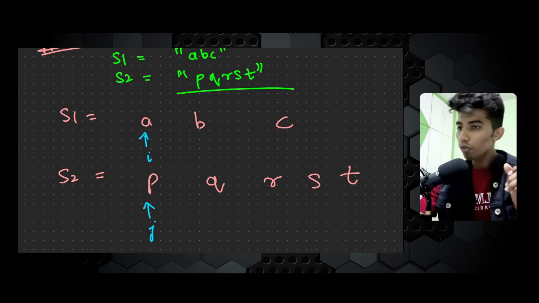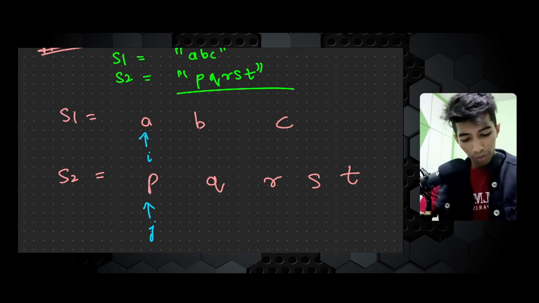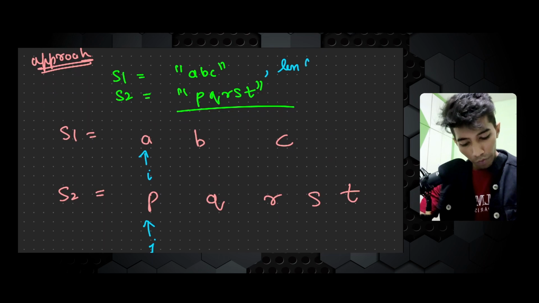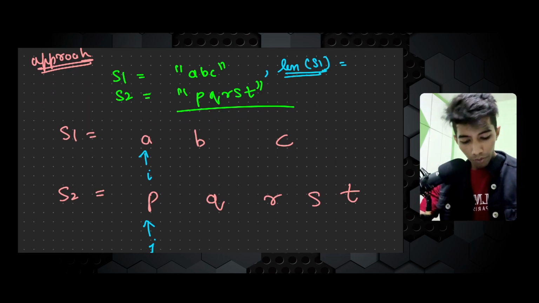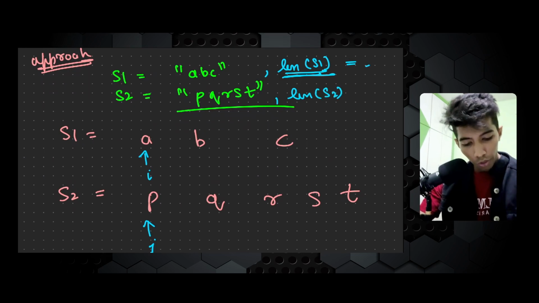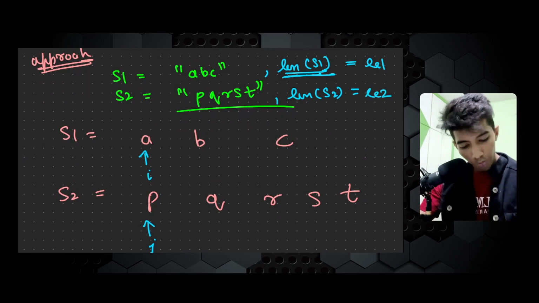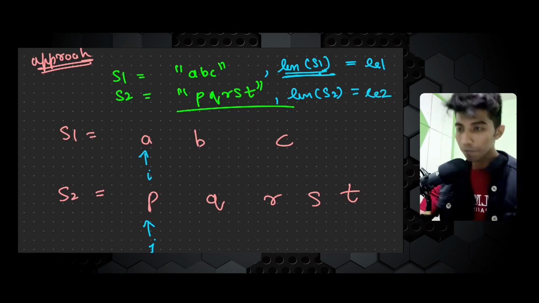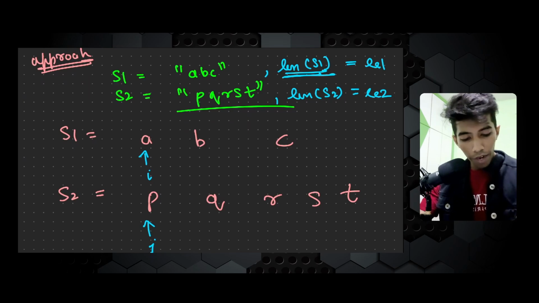So first I will also calculate the length of S1, because I will have to move this I pointer up to the length of S1. Let me put it here in L1 or Ln. I will calculate the length of S1, and then I will calculate the length of S2 also, and store these into LE1 and LE2. Easy guys.